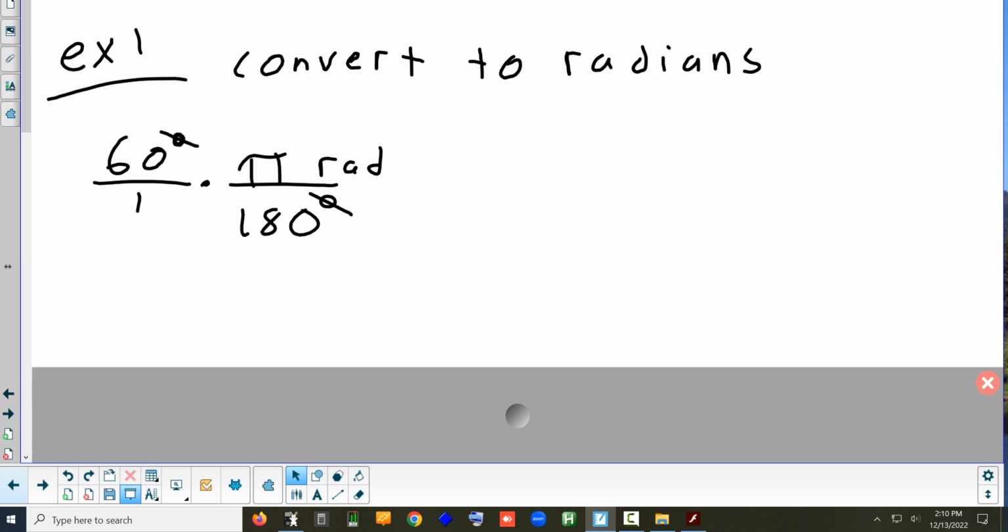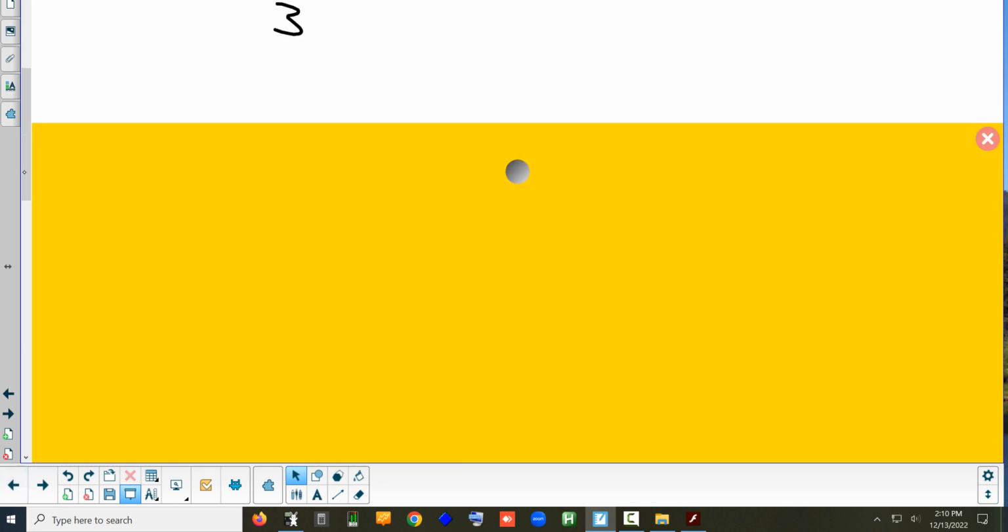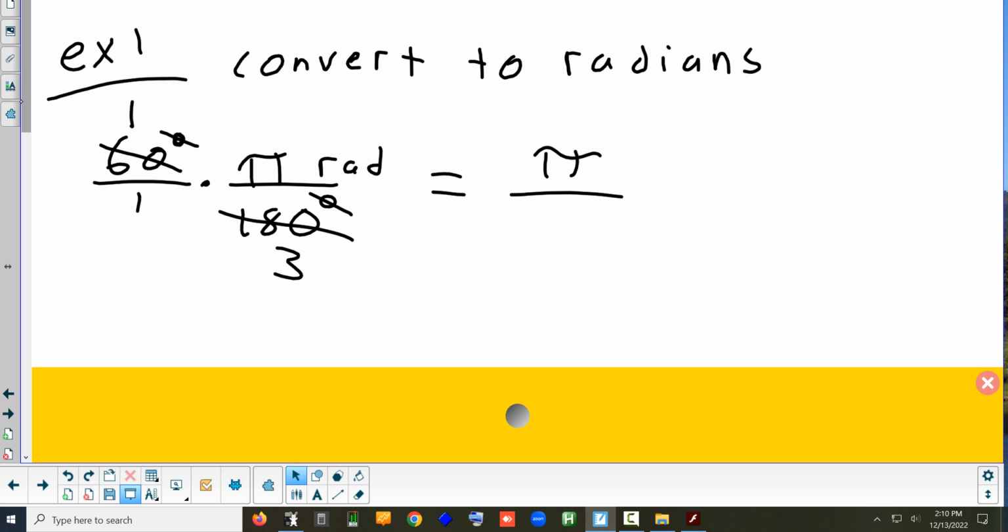So degrees in the top, degrees in the bottom. What number goes into both 60 and 180? 30 does, but go even bigger. 60. How many times does 60 go into 60? Once. And 180? 3. So this is what you're left with: 1 times pi over 1 times 3. And that's the final answer, pi over 3.